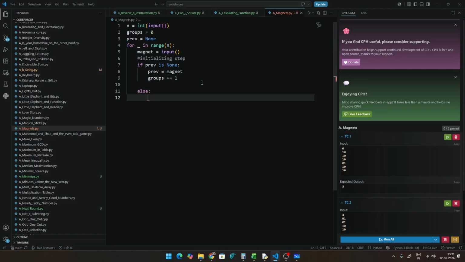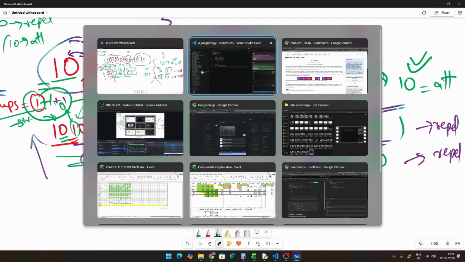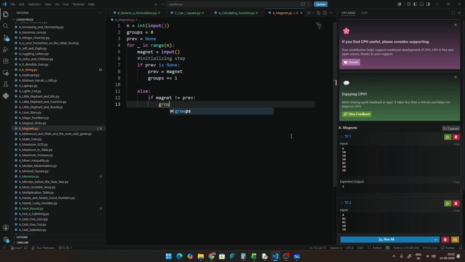If previous is not equal to none, what are we going to do? We are going to compare if the current magnet is not equal to previous. What does that mean? Let's go back here. If it's equal, it's attracted. There's no need to add a new group. But if it's not equal, it repels. Therefore, we need to add a new group right here. So all we can do is groups plus equal to 1, right? Finally, once this for loop is done, let's go ahead and print the groups.